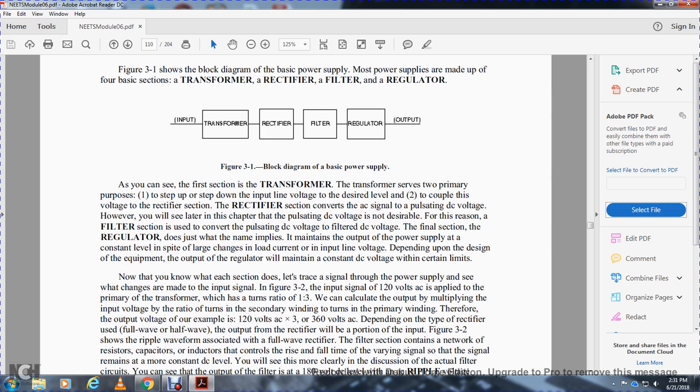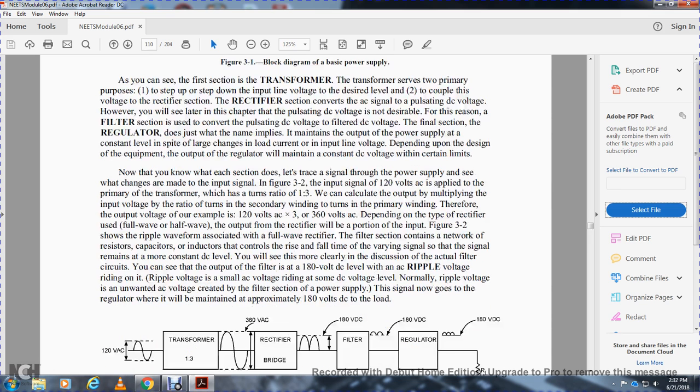The final section, the regulator, does just what its name implies. It means that the output of the power supply maintains a constant level despite large changes in the load current or the line input voltage. Depending upon the design of the equipment, the output regulator will maintain a constant DC voltage within certain limits. Now that you know what each of the sections does, let's trace the signal through the power supply, beginning with the input signal.